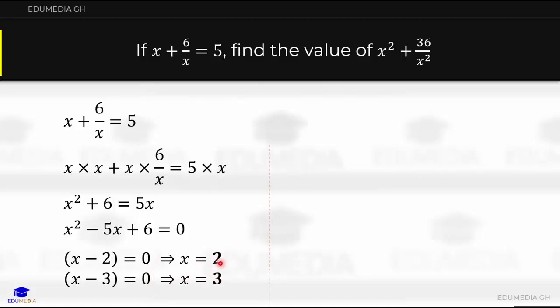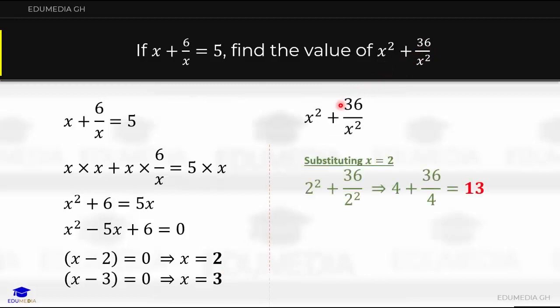Now, we have to substitute these figures, each of them, into the formula to test it to see what we will get. So we have substituting x equals 2. That gives us 2 squared, because we are putting the value of x, which is 2, into this whole formula. So 2 squared plus 36 divided by 2 squared. That will give us 4 plus 36 divided by 4. And the answer here is 13.